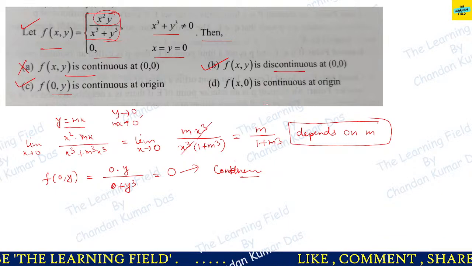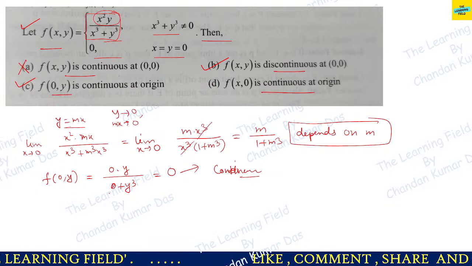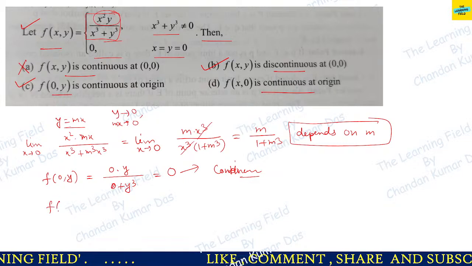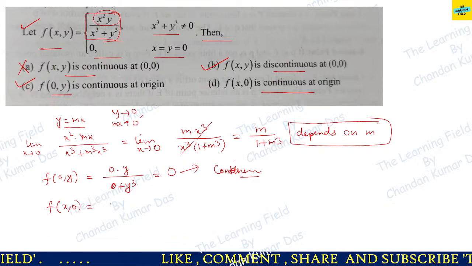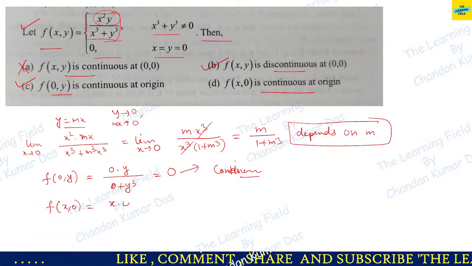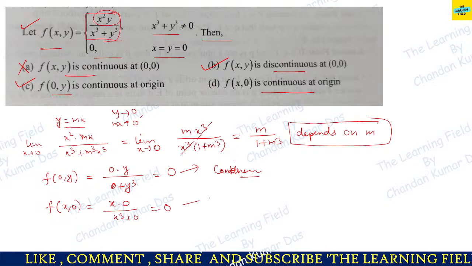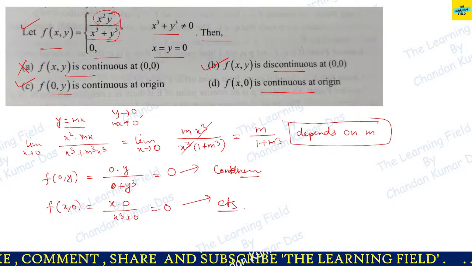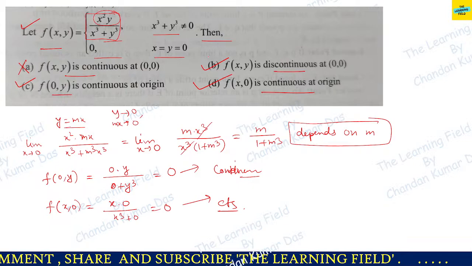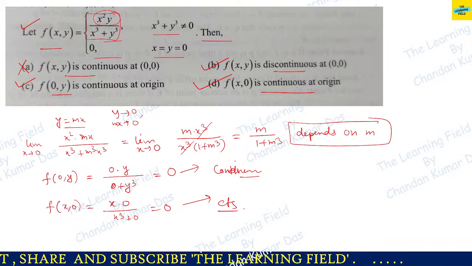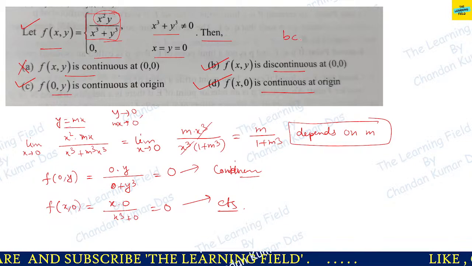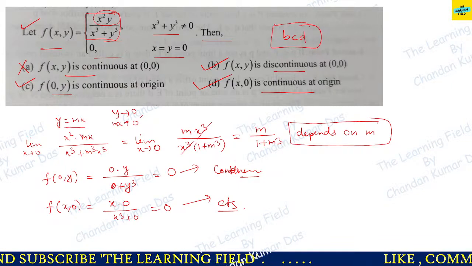Now option D says that f(x,0) is continuous at (0,0). Similarly, if we calculate f(x,0), then we get x into 0 by x cube plus 0, which is equal to 0, and which is obviously continuous. So this option is also true. Here in this question, options B, C and D are the correct statements.